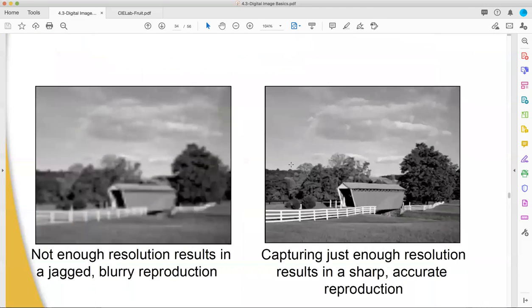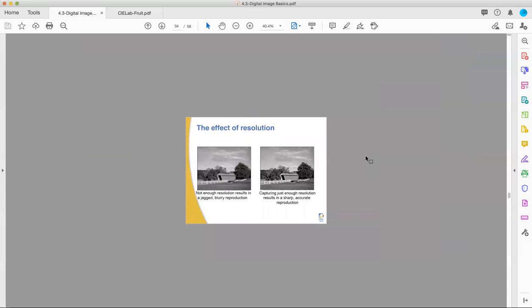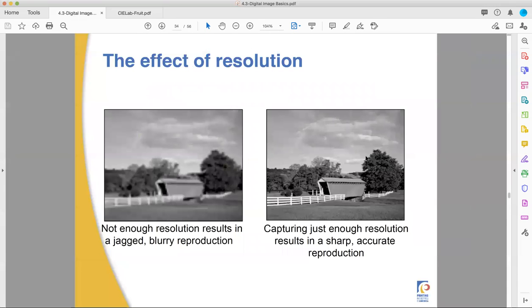Meanwhile, just enough, the correct amount of resolution for your picture is what you're going for. Again, too much will lock down a system and freeze an output device. Too little will look bad. So you want to get right there in that Goldilocks middle zone.